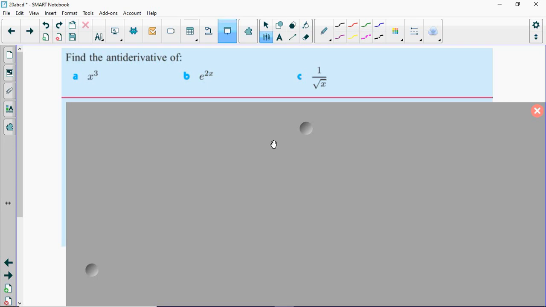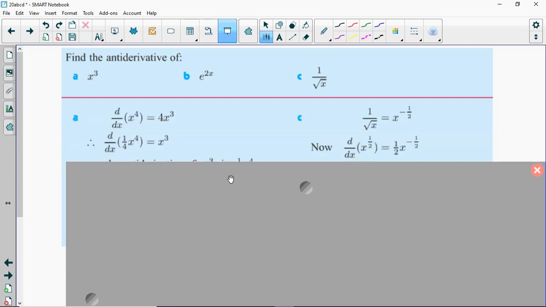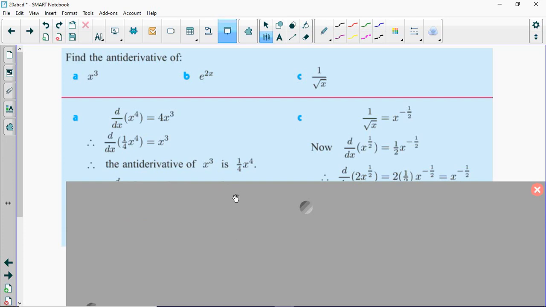So for example, if we're looking for the antiderivative of x cubed, we're asking ourselves, what function, when we take its derivative, gives me x cubed? Well, we know that when we take x to the fourth and take its derivative, that's going to get us 4x cubed. So how can we get rid of that 4? Well, we can just take 1/4 of x to the fourth. So this is the antiderivative of x cubed.